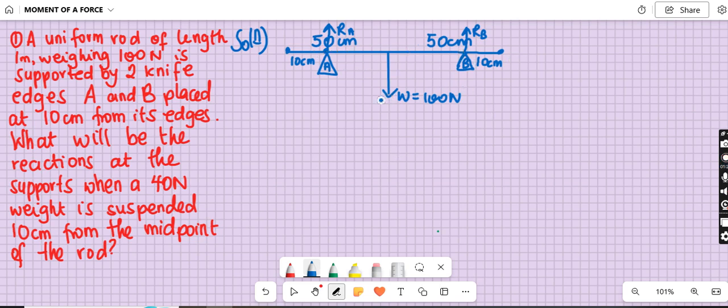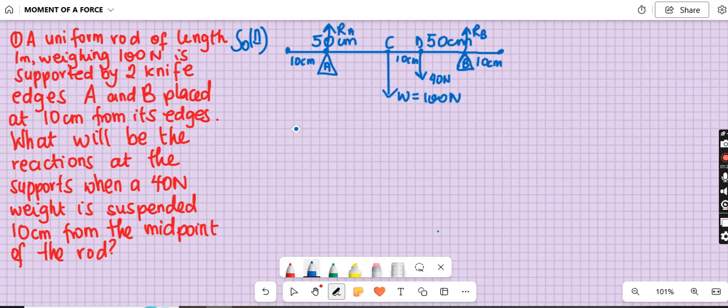Very good. What would be the reactions at the supports when a 40 Newton weight is suspended 10 centimeters from the midpoint of the rod? So if this is the midpoint of the rod, 10 centimeters from the midpoint, we have a 40 Newton weight. Maybe we can call this point D, and the center point C. So we have labeled all our points. Now CD is 10 centimeters.